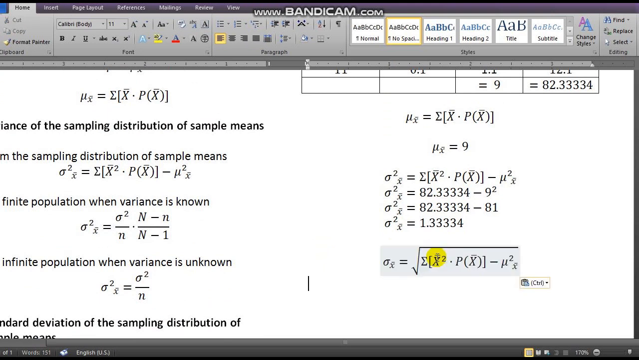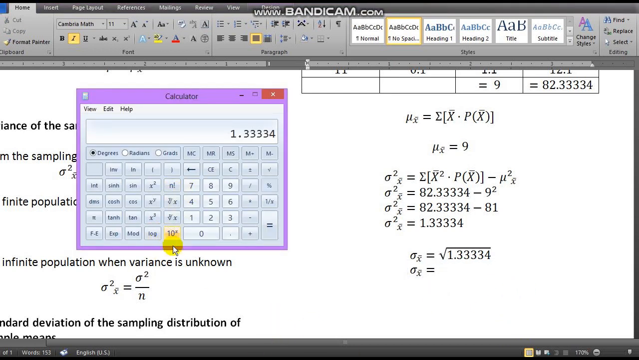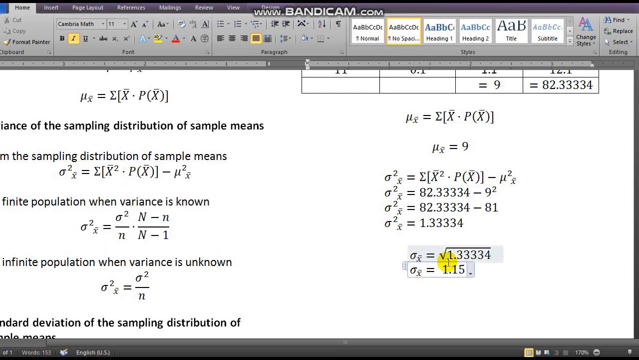And in order for us to determine the standard deviation, let's take this number and get the square root. So basically, we're going to get the square root of 1.33334. The square root of 1.33334 is 1.1547, or let's just have it as 1.15. So approximately 1.15. So this is our standard deviation, this is our variance, and this is the mean of the sampling distribution of the sample mean.